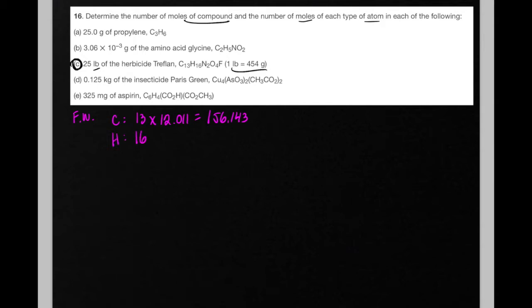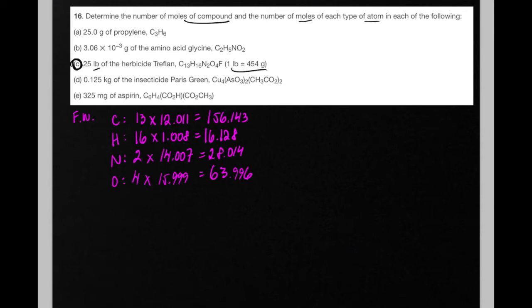So we have 13 carbons, we have 16 hydrogens, okay, we have 2 nitrogens, we have 4 oxygens, and we have 1 fluorine, and we just have one of those, so that's 18.998.